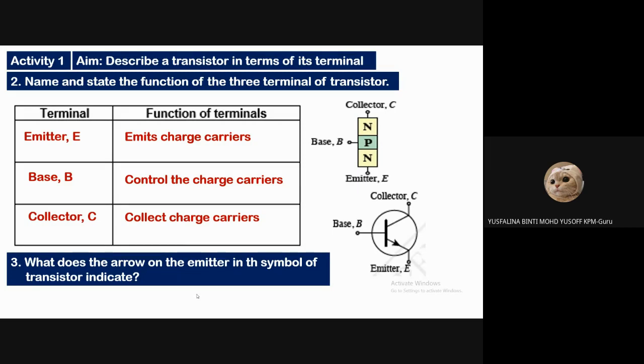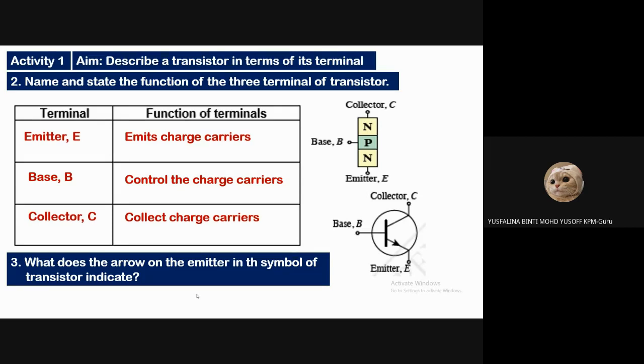The base, or B, controls the charge carrier. It controls the amount, how much of the charge carrier will flow to the collector. And the collector just collects the charge carriers. So the emitter emits the charge carrier, the base controls how much charge carrier will flow, and the collector collects the charge carrier.